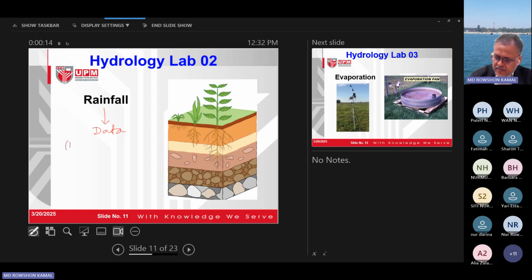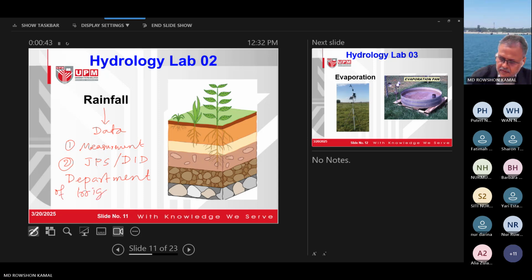One, you can do the measurement. Okay, measurement. Second is the secondary data, means recorded data. So this one is done by JPS, Jabatan Pengairan dan Saliran. Okay, in English we call DID. So Department of Irrigation and Drainage.